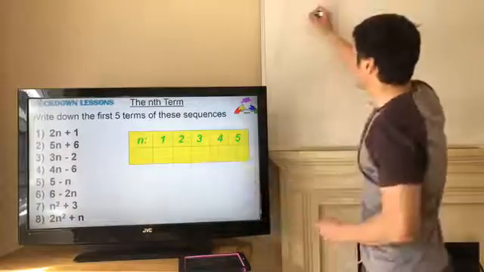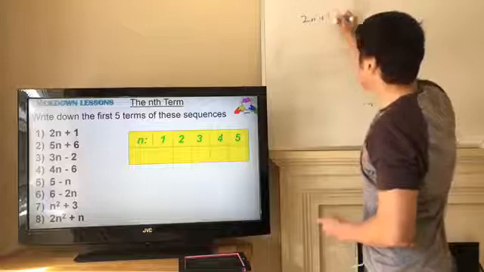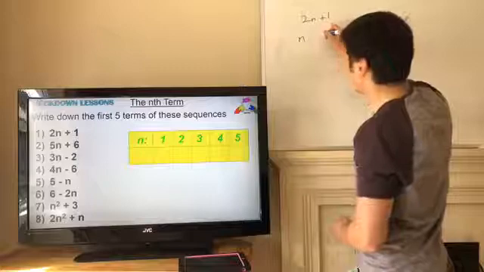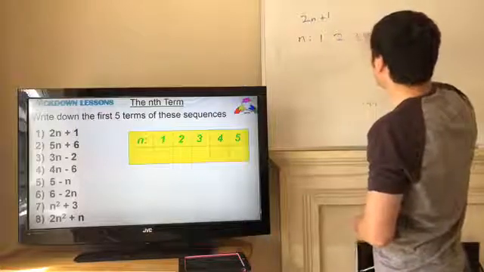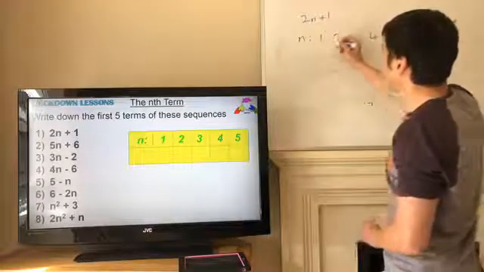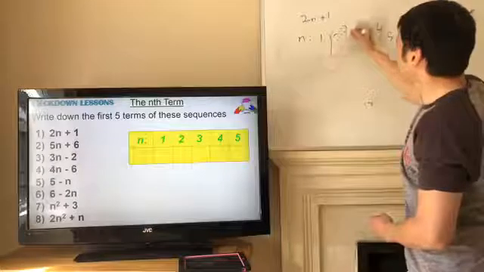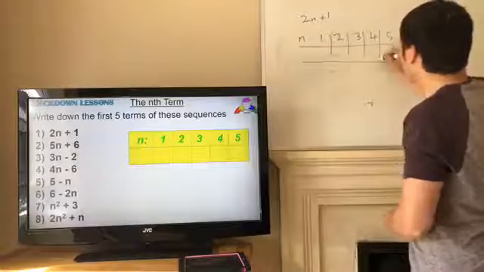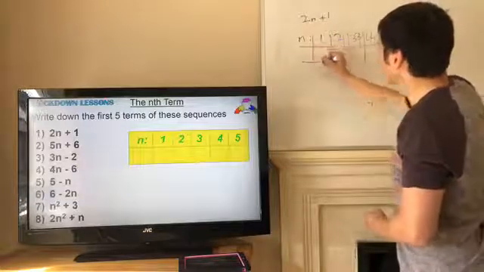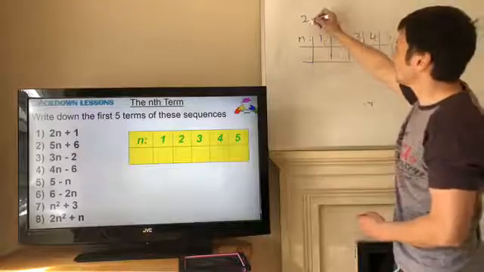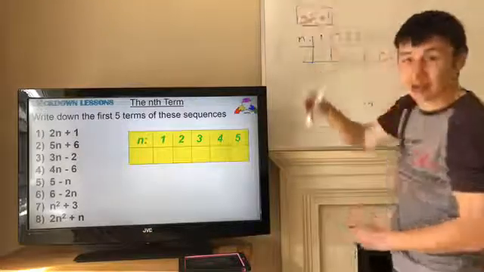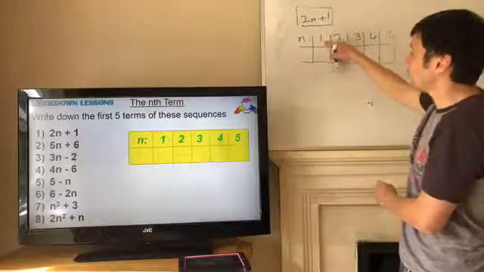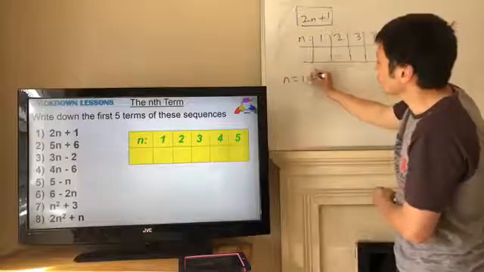So the sequence is 2n plus 1. I've got my table here. This is quite simple, just telling me what n is going to be. So n is going to be 1, 2, 3, 4, and 5. Okay, so the first thing I'm going to do is take this sequence here and replace n with 1. So the first one, n equals 1.